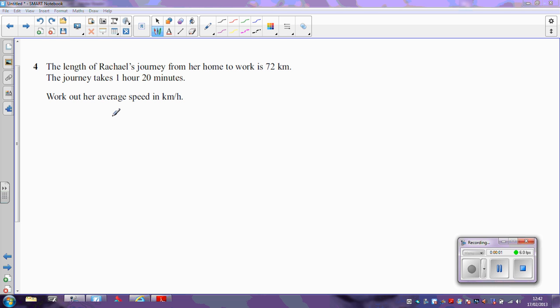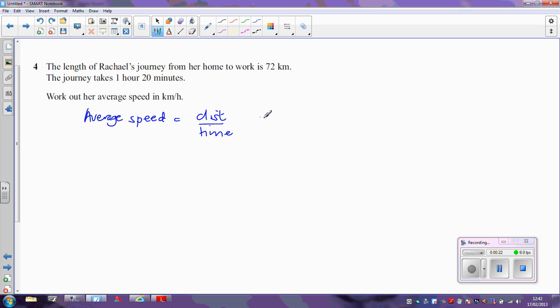There are two different ways of doing this question. We can either work in kilometres and minutes, or we could work in kilometres and hours. Let's start off with kilometres and minutes. Now, average speed, we know, is going to be the distance travelled divided by the time taken in both cases. So distance divided by time. So let's work first of all in kilometres and minutes.